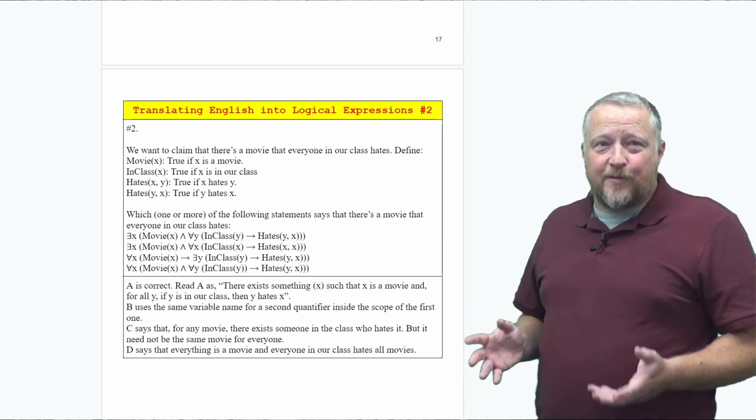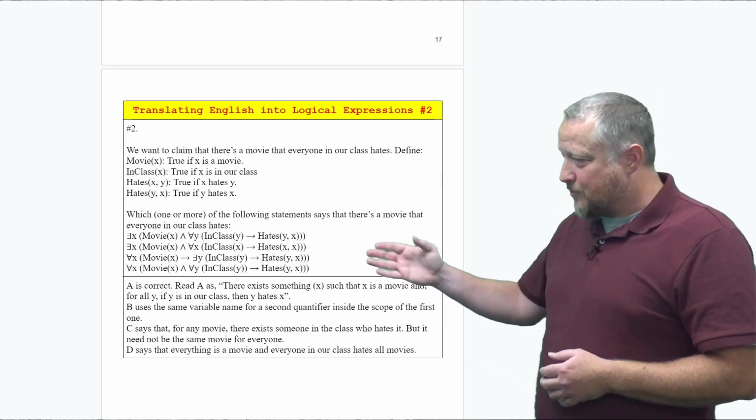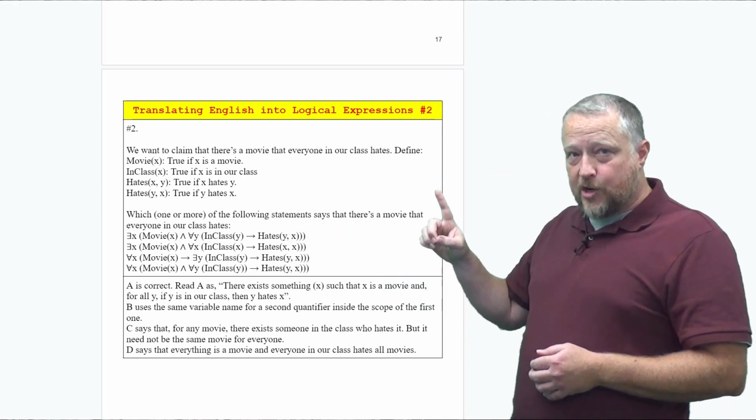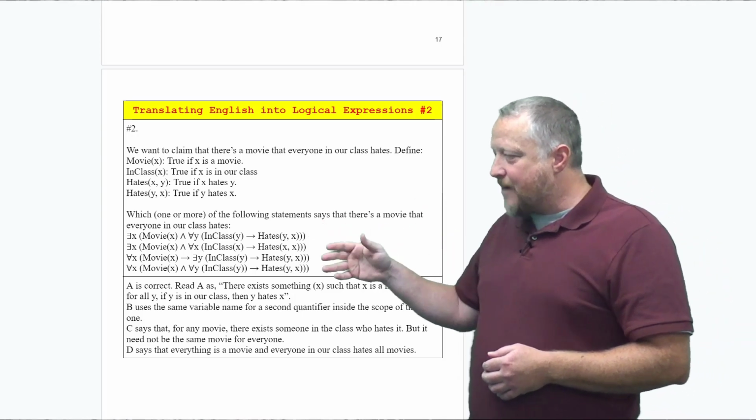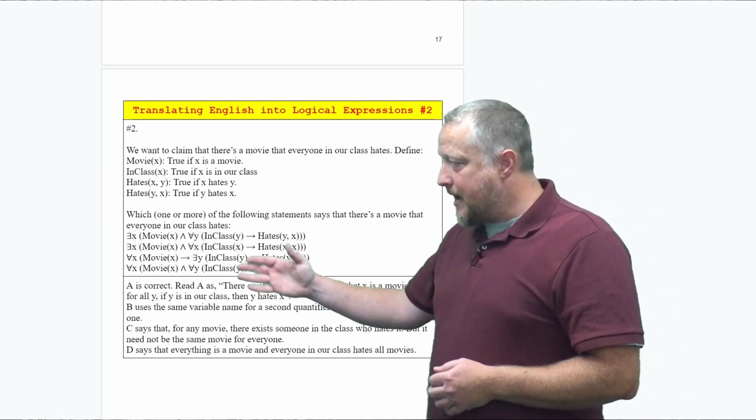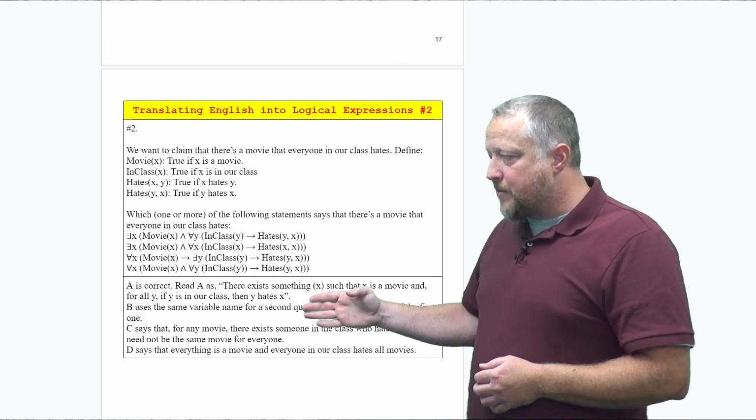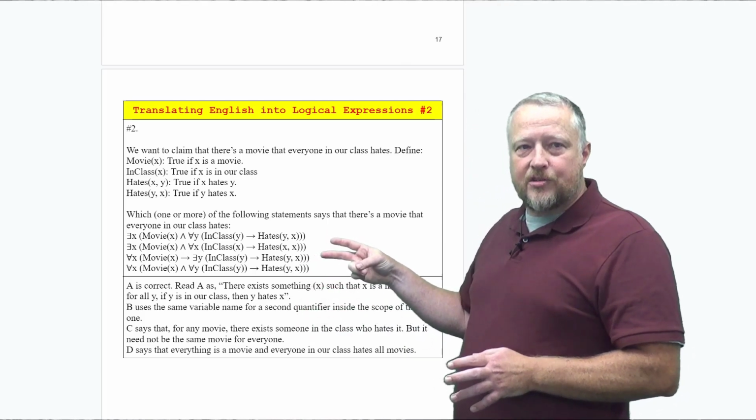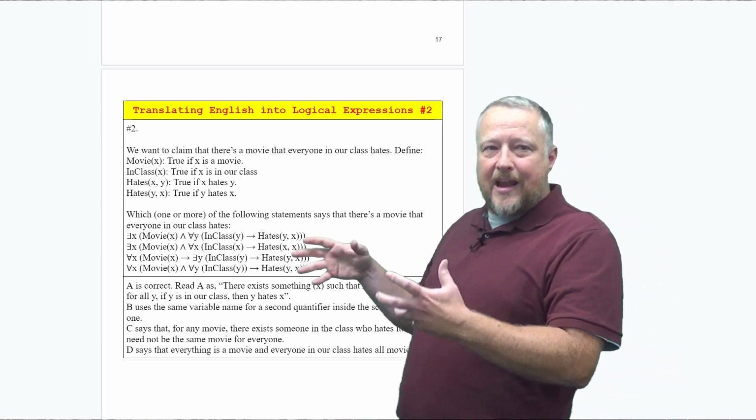This one's also very similar. The last one, which one or more of the following statements says that there's a movie, a single movie, that everyone in our class hates. That's funny. So again, out of all of these, A is going to be the one. Now, if you picked between A and B, I get you. But A is really the answer for this one.